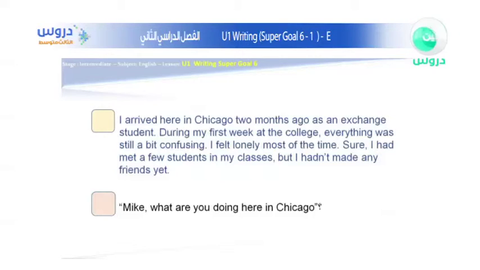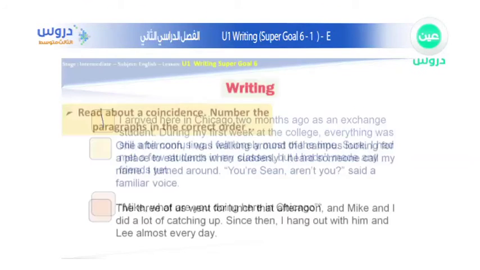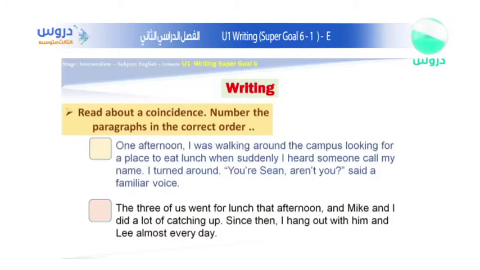Okay, this is excellent. This is number 1. Excellent. Very nice. I arrived. Okay, number 2. Excellent. One afternoon. Very nice. Let's go back to one afternoon and let's write number 2. Very nice. Number 3. What do you think? Which one?